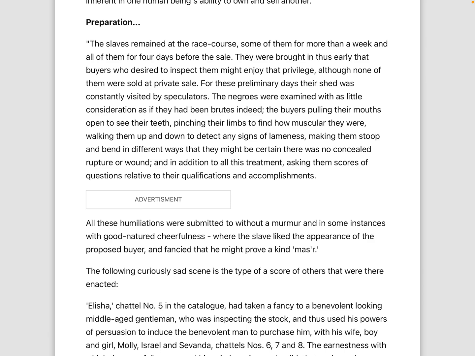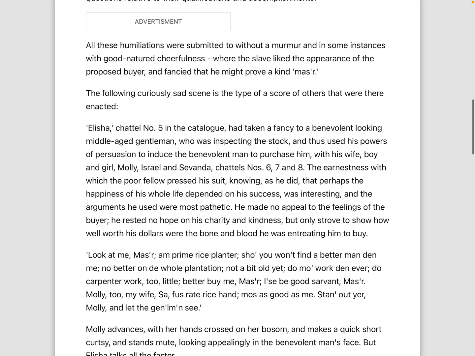The buyers pulling their mouths open to see their teeth, pinching their limbs to find how muscular they were, walking them up and down to detect any signs of lameness, making them stoop and bend in different ways that they might be certain there was no concealed rupture or wound. And in addition to all this treatment, asking them scores of questions relative to their qualifications and accomplishments. All these humiliations were submitted to without a murmur, and in some instances with good-natured cheerfulness, where the slave liked the appearance of the proposed buyer and fancied that he might prove a kind master.